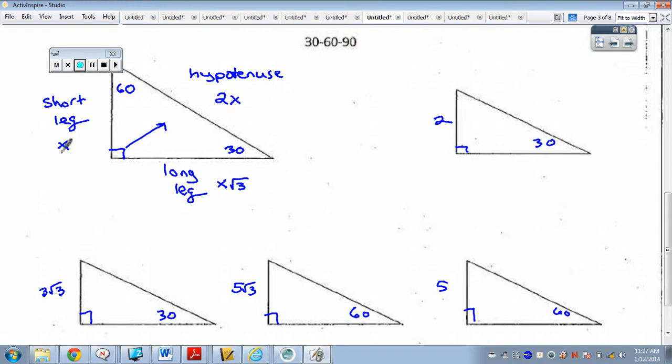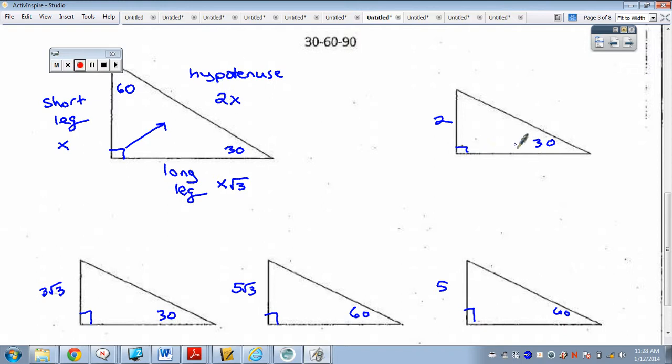So if you have the short leg, it's easy to find these other two, the hypotenuse and the long leg. You take the short leg, multiply by root 3 to get the long leg, and then you take the short leg and multiply by 2 to get the hypotenuse.